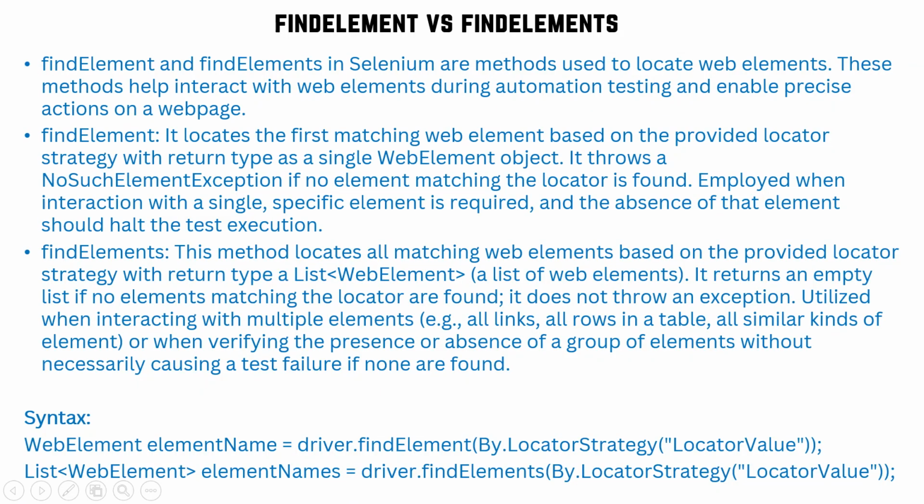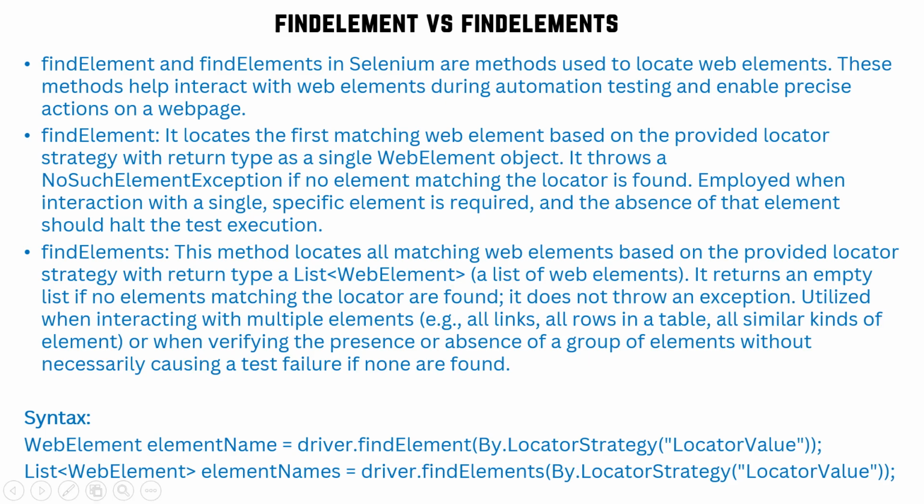I can use the findElements method. This method locates all matching web elements based on the provided locator strategy, with a return type of List of WebElement, because it gives you a list of web elements instead of only one element. The list part you already saw in the last session on the collection framework, so we'll be using it here. It returns an empty list if no elements matching the locator are found. It does not throw any exception. In case nothing is matching, it gives you a blank result, but no exception.